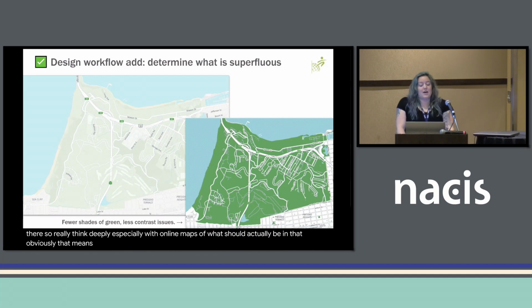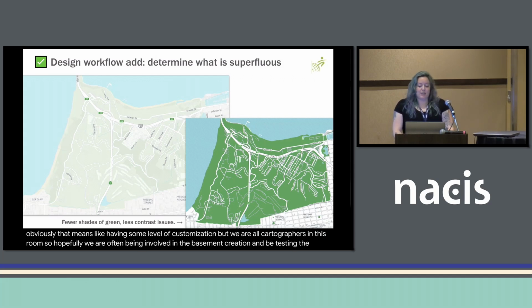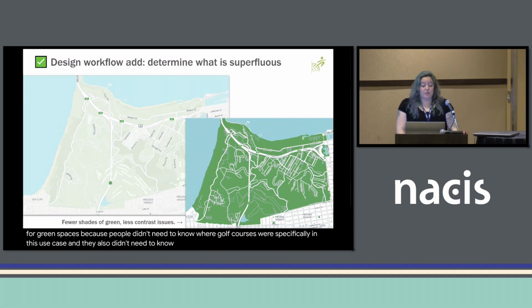Obviously that means having some level of customization, but we are all cartographers in this room, so hopefully we are often involved in the base map creation and testing the contrast across the board there. So in this example, I just removed all the extraneous information for green spaces because people didn't need to know where golf courses were specifically in this use case, and they also didn't need to know specifically where the beach was.